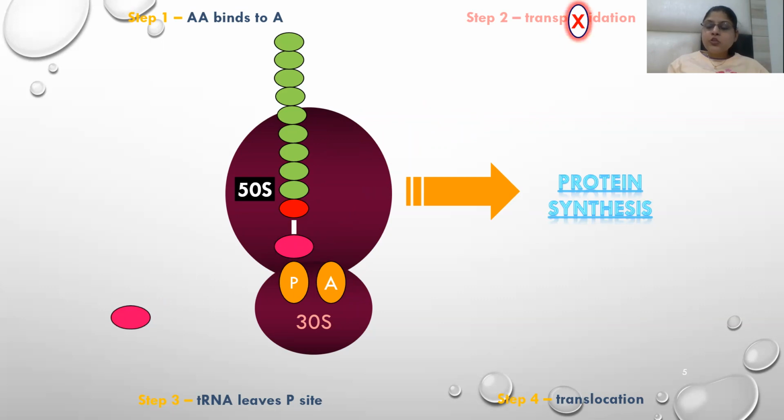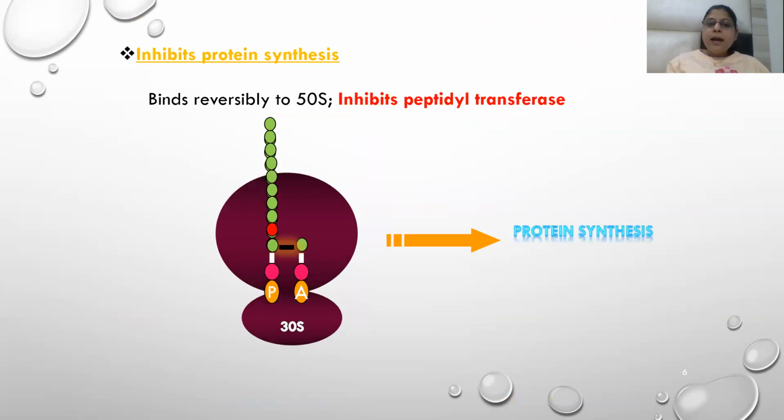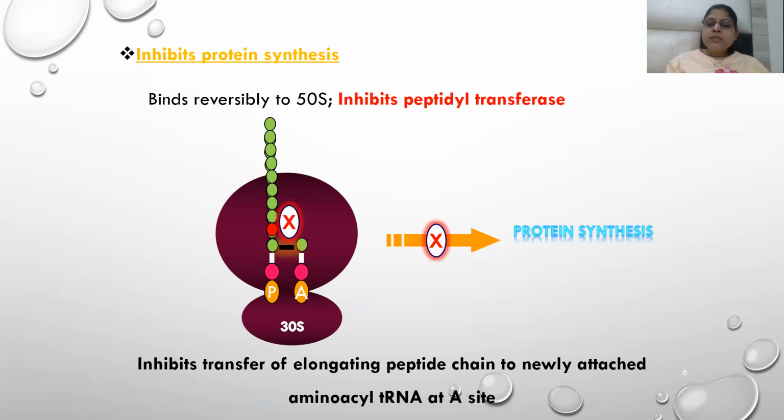And this transpeptidation process is inhibited by chloramphenicol. It inhibits peptide bond formation. That is, translocation from the A site to the P site does not occur, and protein synthesis is inhibited. It binds reversibly to 50S, inhibits peptidyl transferase, and protein synthesis is inhibited. It inhibits the transfer of the elongating peptide chain to the newly attached amino acid tRNA at the A site.